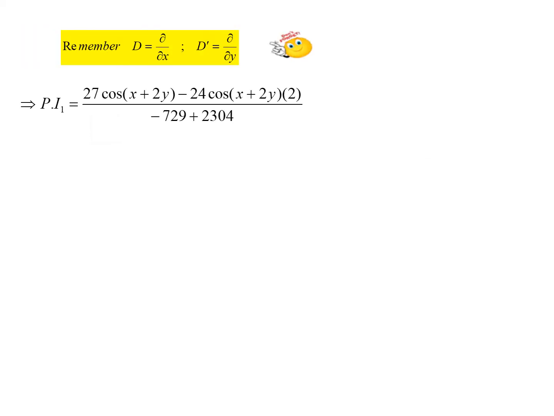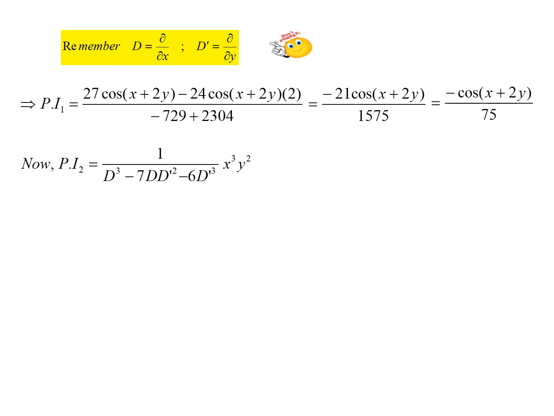Now let us operate D and D dash. Remember, D means differentiating with respect to x partially. D dash means differentiating with respect to y partially. So the first term D, when you operate on sine of x plus 2y, when we differentiate gives cos of x plus 2y. In the second term we had sine of x plus 2y, so when we differentiate we get cos of x plus 2y into 2, since 2y is there. So this is the answer. And when it is simplified, it is minus 21 cos of x plus 2y by this. And again cancelling the factor, this is the final answer of particular integral 1.